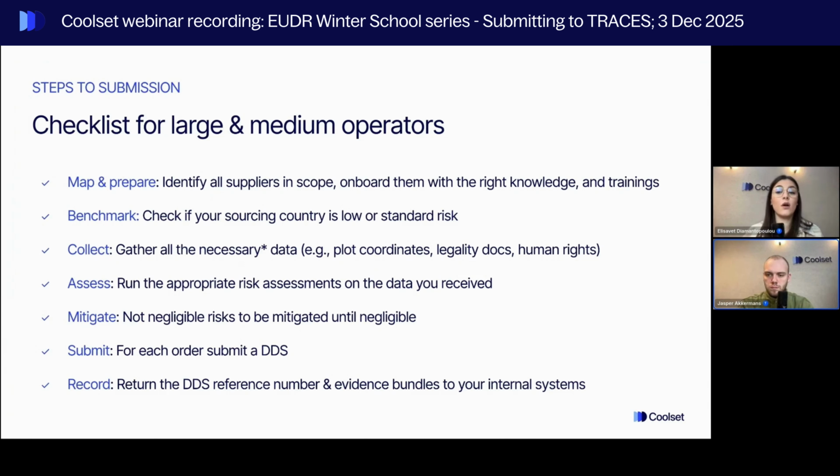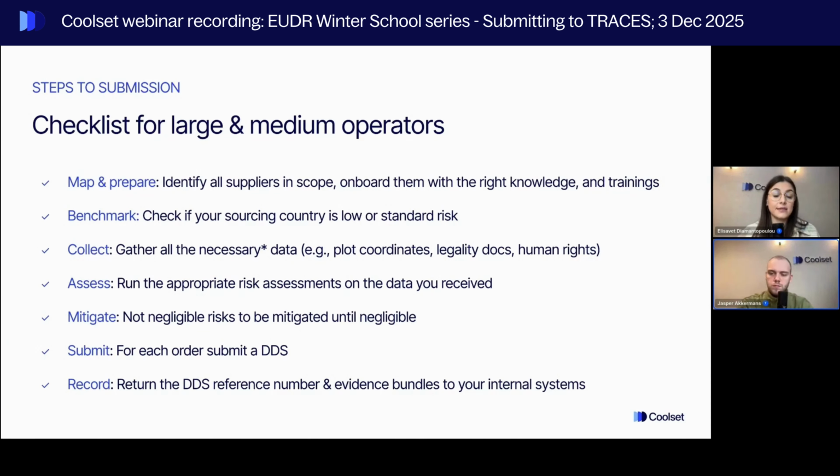You need to collect all the data of Article 9 and everything that you need extra in order to assess the risks of Article 10 in case you're sourcing from standard risk countries. Which leads to the next step, which is assessing. You have to assess all the risks of Article 10. Of course, this can be skipped.